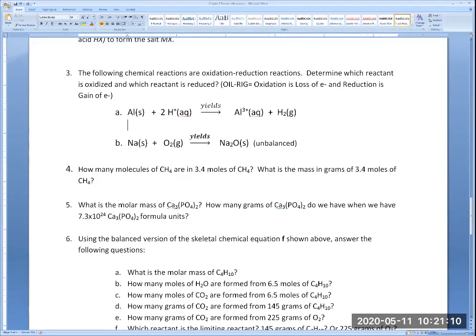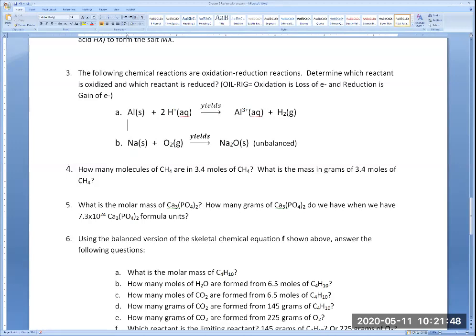Yes, aluminum. I should have said this earlier also: aluminum is a metal, and that's true for all metals. When you see a metal symbol with an S as its physical state, it means it's the metal in its elemental state, like you see it in the periodic table. Metals are all solids except for mercury, so that's why they are all S for solid. And in their elemental state, we say that their oxidation state is 0.